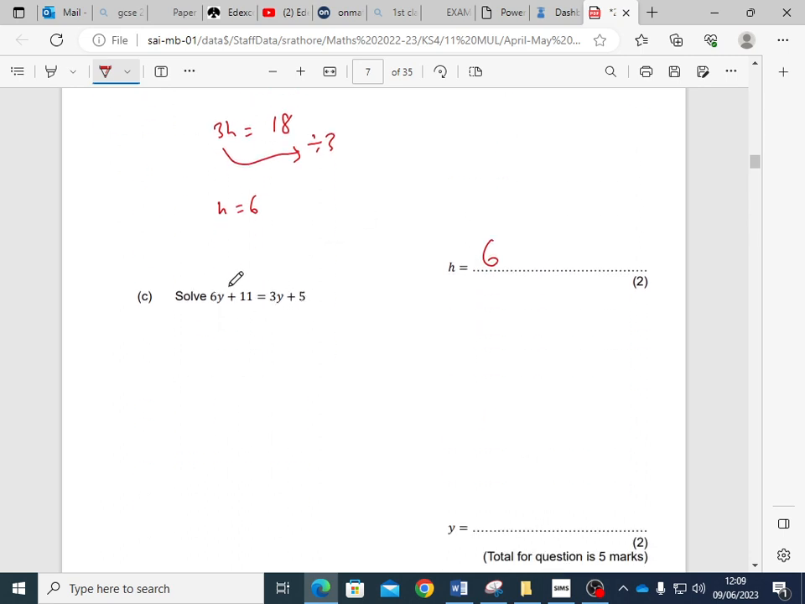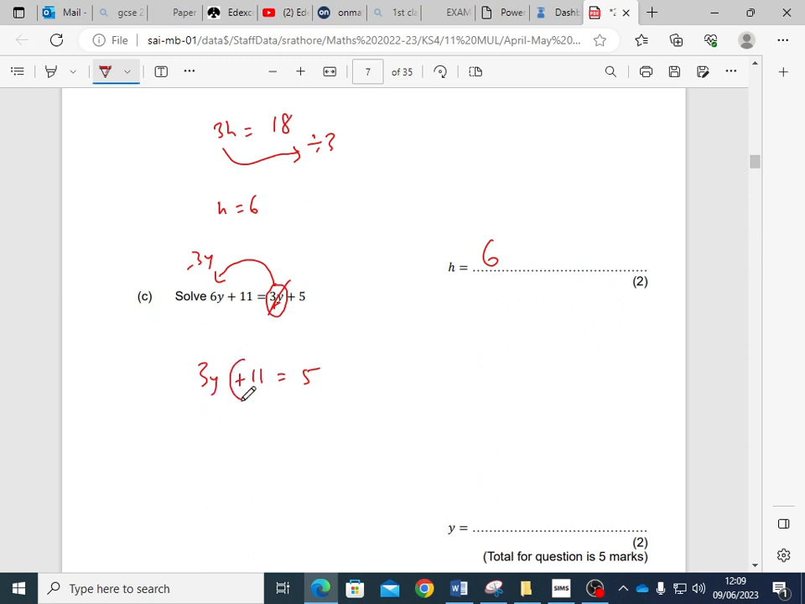Next one, bring all the y's on the side which you've got most on. You got 6y on here, and you got positive 3y. What's the opposite of plus 3y? When you take it to the other side, it's minus 3y. So 6y, take away 3y is 3y, plus 11 equals 5. There's no more y's on that side, we brought it to that side.